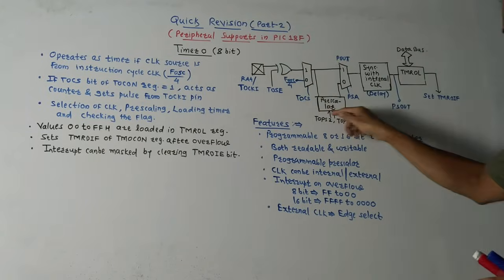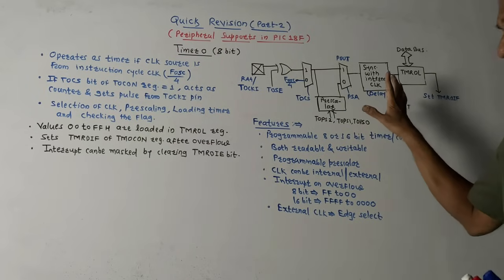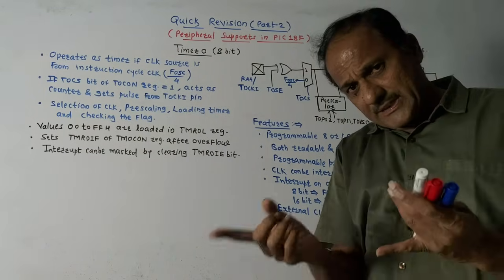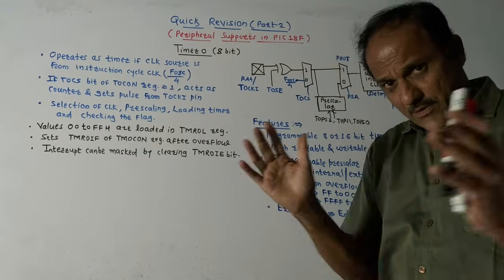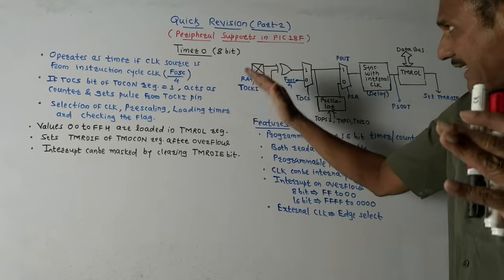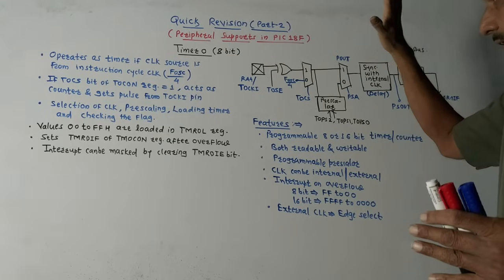So this is the block diagram of timer 0 8-bit. जैसे मैंने बताया, दो options है 8-bit and 16-bit. ये सिर्फ 8-bit का diagram है. बहुत सारा common portion है जैसे 8-bit और 16-bit के लिए. I will be explaining that part.